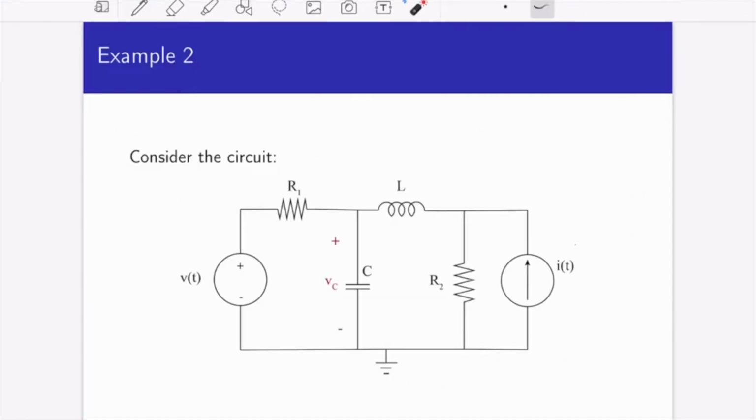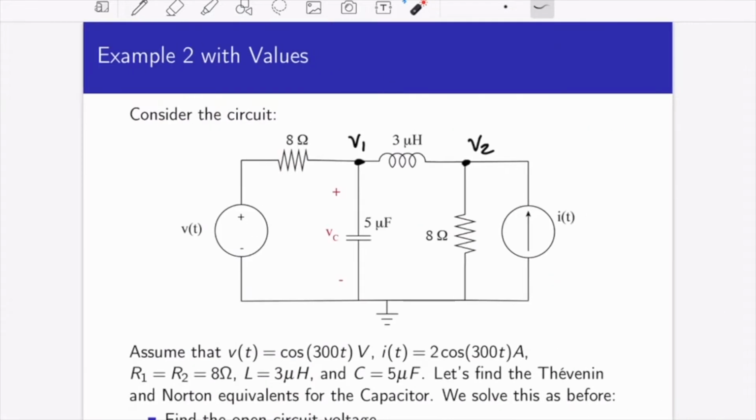Consider an example. Here's a circuit with an independent voltage source and an independent current source, along with an inductor, a capacitor, and a couple of resistors. In this problem, we want to find the equivalent circuit seen by the capacitor C. So here are some values for the components. The two resistors are both 8 ohms, the capacitor is 5 microfarads, and the inductor is 3 microhenries.